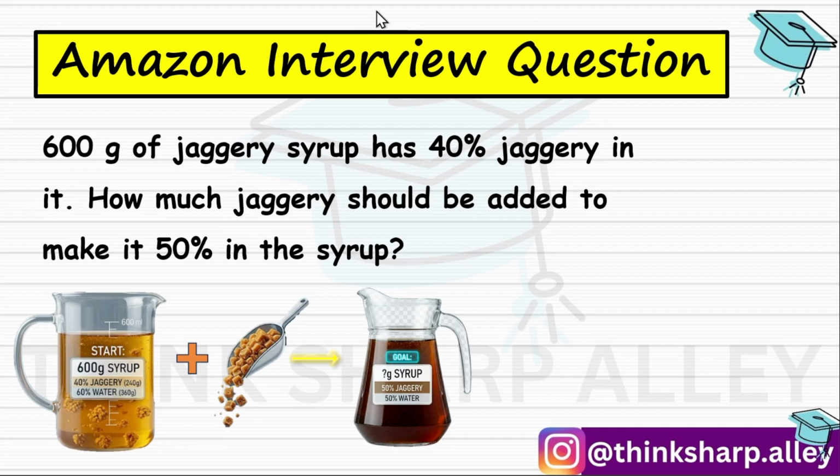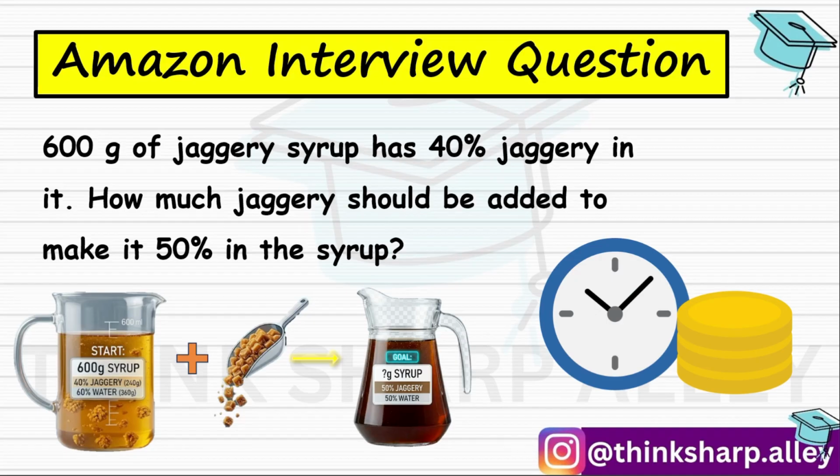If you saw this question on an Amazon or Google entrance test, what would you do? 600 gram of syrup has 40% jaggery in it. How much jaggery should be added to make it 50% in the syrup? Most candidates immediately start writing long algebraic equations trying to solve for x. But in a high-pressure interview, time is your most valuable asset.